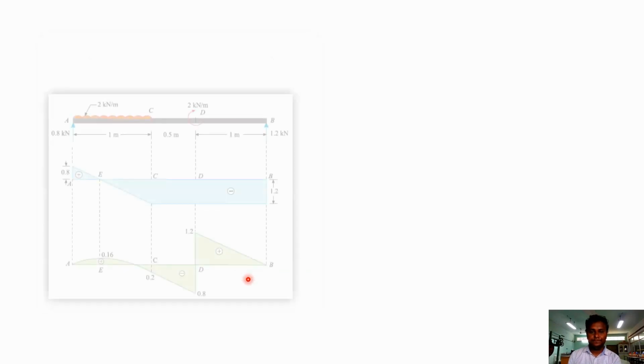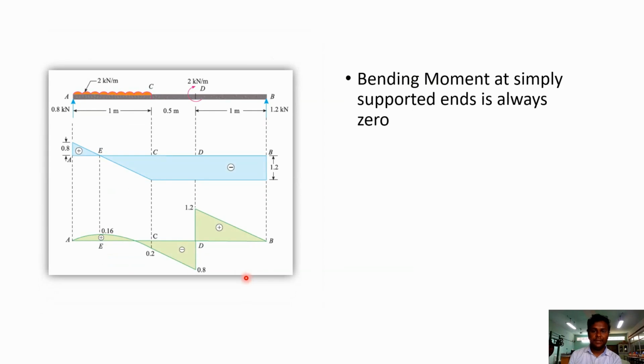The next key point is that bending moment at simply supported ends is always 0. Now if we observe this simply supported beam at A and at B, there is a simple support. So at both these simply supported ends, if we observe the respective bending moment values at point A and at point B, both the values are 0.